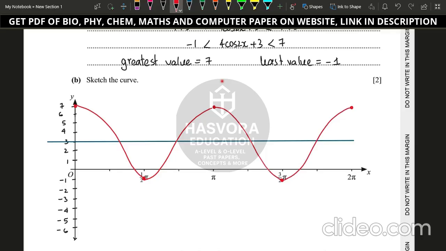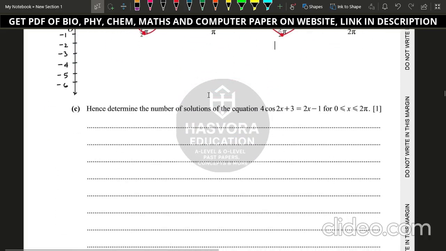So this is how your graph will look like. Okay, so this was worth 2 marks. Let's move on. Part C says, hence determine the number of solutions. Now what does solution mean?